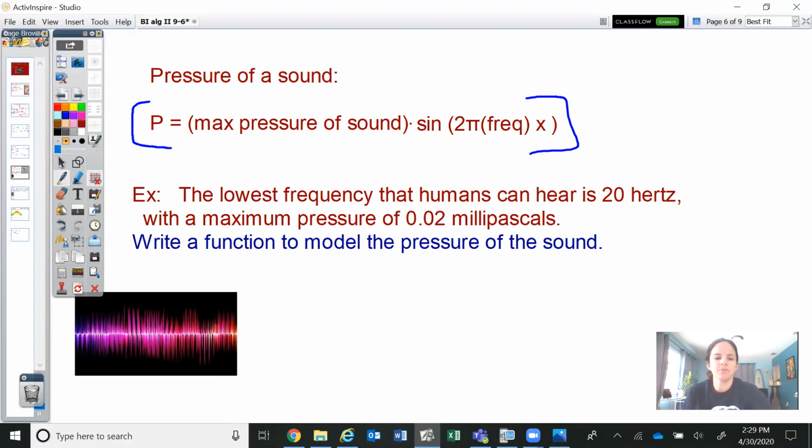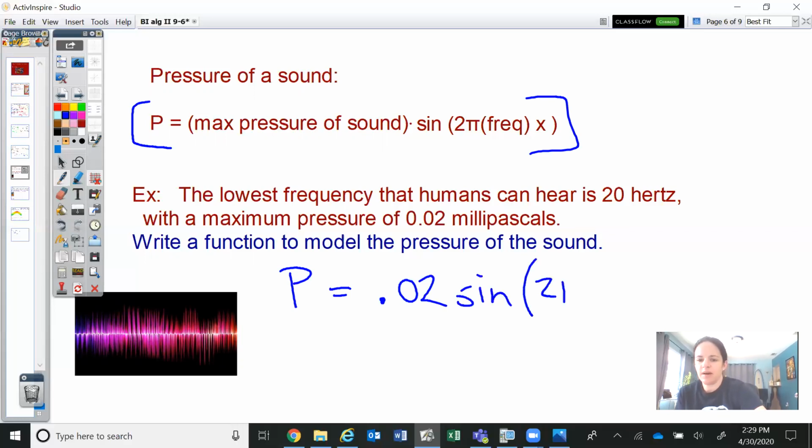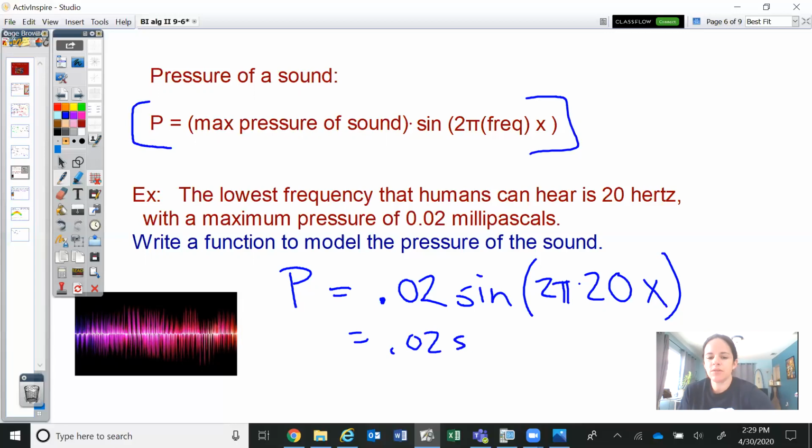So for your example, the lowest frequency that humans can hear is 20 hertz with a maximum pressure of 0.02 millipascals. So we would go ahead and write the pressure at any time would be 0.02 times sine of 2 pi times the frequency, and that frequency is 20 hertz, times x. Or we could use t for time if we wanted. So we would end up in this case with 0.02 sine of 40 pi x would be the equation to represent the pressure at any time x.